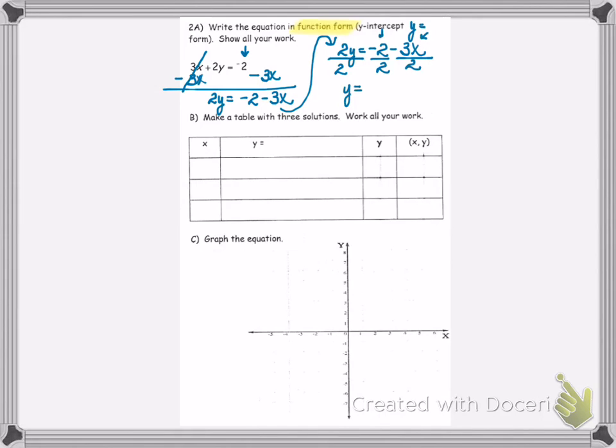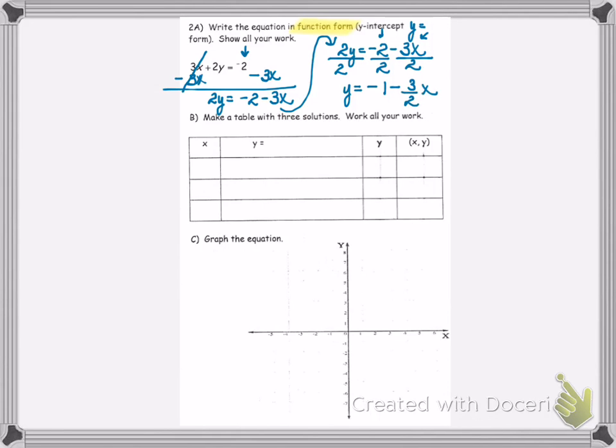Negative 2 divided by 2 gives me negative 1. Minus 3 divided by 2 can't be simplified anymore unless you make it a mixed fraction. And you're going to learn later why you don't want to do that. So this is one of the reasons I've been telling you all year improper fractions are the way to go.